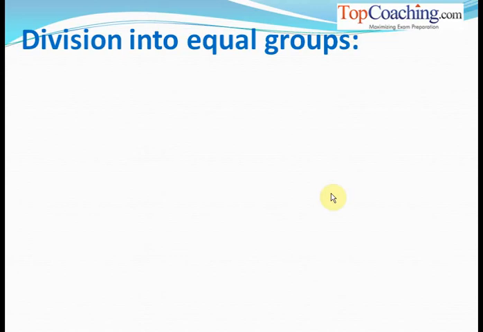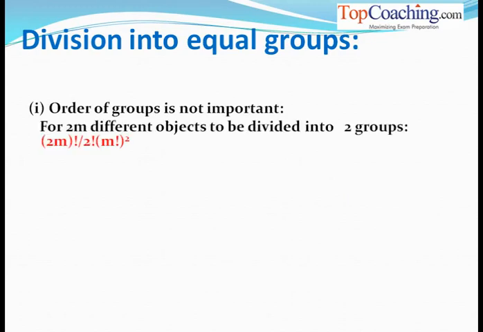Now there are actually two cases of this. First, the order of groups is not important, and second, order of groups is important. Let us say that we have got 2m different objects and they have to be divided into two groups. That is, they have to be equally divided into two groups. So each group would contain m objects. So there are two groups containing m and m objects.